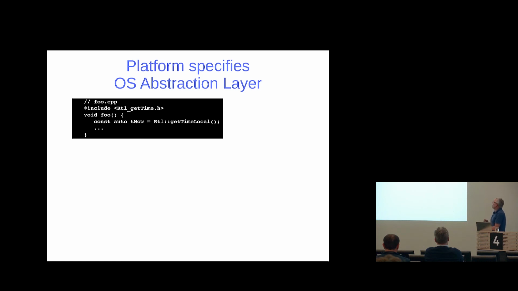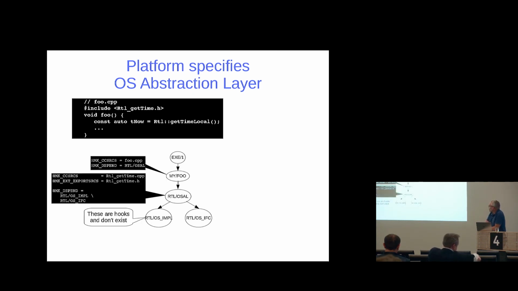Okay, and then the platform can specify what kind of operating system abstraction layer to use. So assume you have a C++ file like this. You use our runtime library's get time local, which we can assume is implemented differently on Windows, Linux, and the real-time computer. So we have this DAG here. MyFoo just sets up a dependency to the runtime library OS Abstraction Layer. That one has some implementation. And then it sets up a dependency to the RTL OS implementation and RTL OS interface, the ones at the bottom. But those packages don't exist. They are just hooks or placeholders.